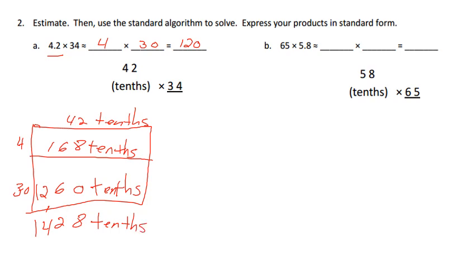Now we know our answer had to be close to 120. So the only reasonable place to put the decimal would be after the 2 and before the 8. Now let's see what the standard algorithm looks like.